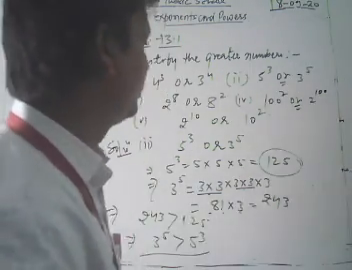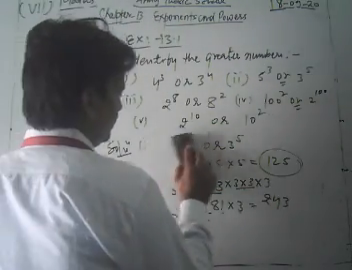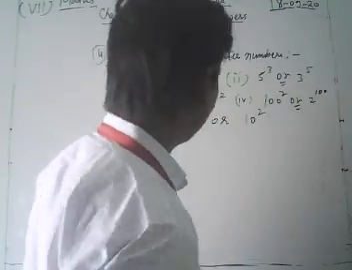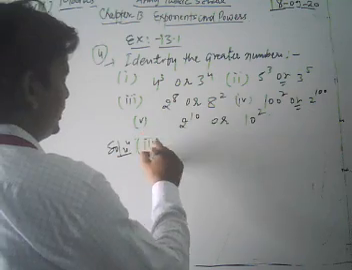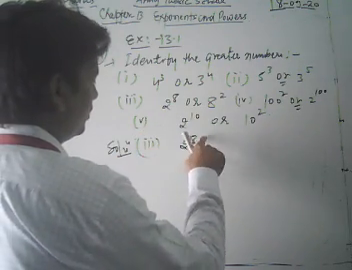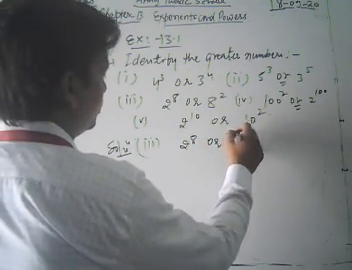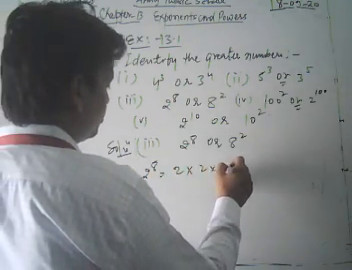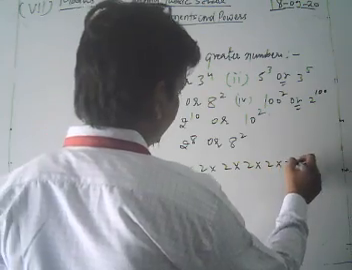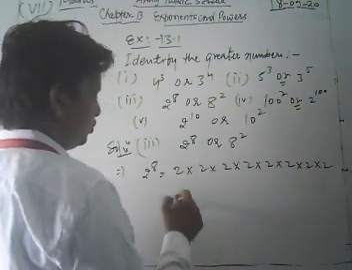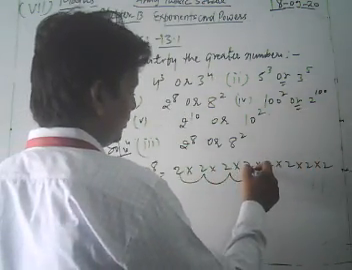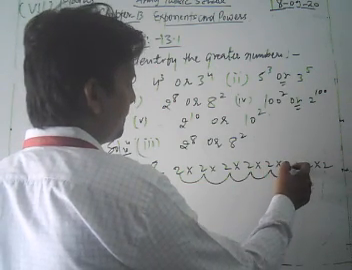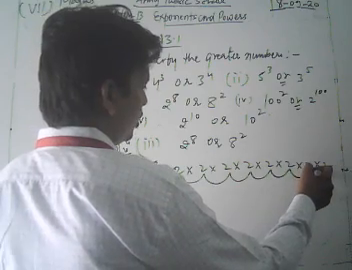Now we solve the next part of this question. Let's see the third part, which is 2 to the power 8 or 8 to the power 2. First we write 2 to the power 8 in the form of 2 into 2 into 2, 4 5 6 7 8. Now 2 2s are 4, 4 2s are 8, 8 2s are 16, 16 2s are 32, 32 2s are 64, 64 2s are 128.